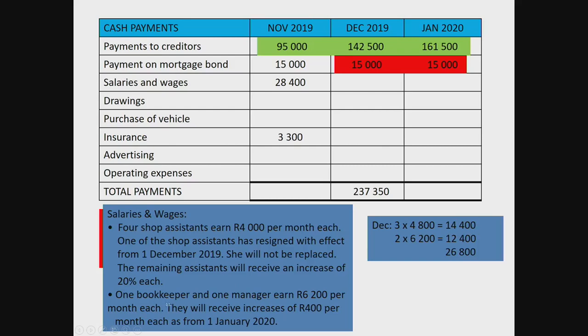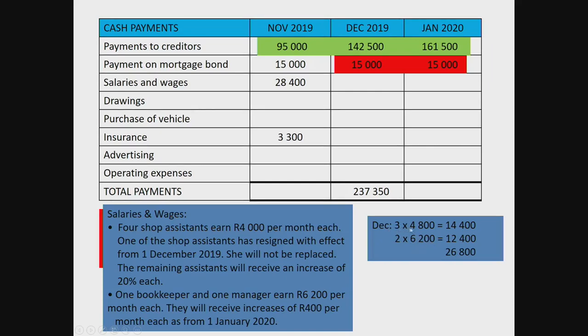Then it says there's one bookkeeper and one manager, and they earn 6,200 per month each. So there's 2 of them, and they're earning 6,200 each. So I have to multiply, and it gives me 12,400. Then it also says that they will receive an increase of 400 rand per month each as from January. But we want to calculate December. So they won't be getting an increase in December. They will only be getting an increase in January. So when we have to do the calculation for January, then the bookkeeper and the manager, those figures will change.